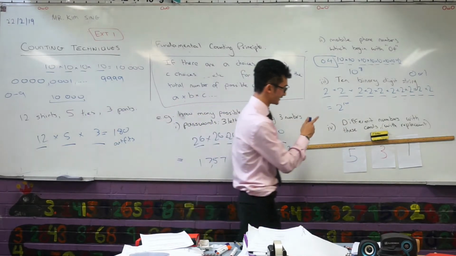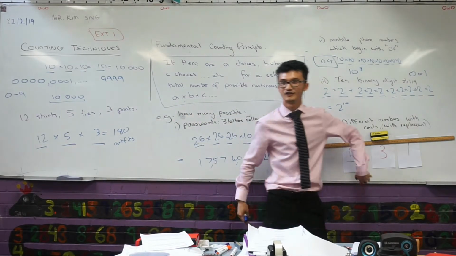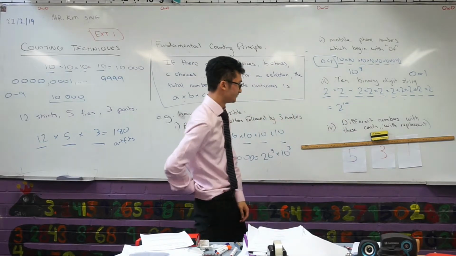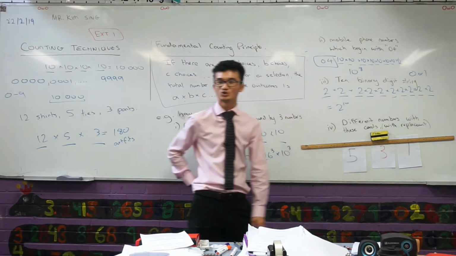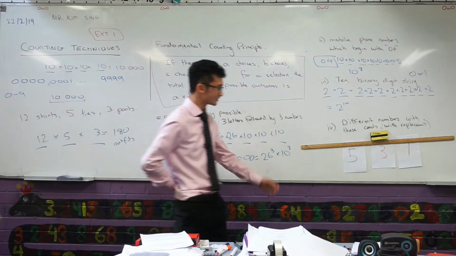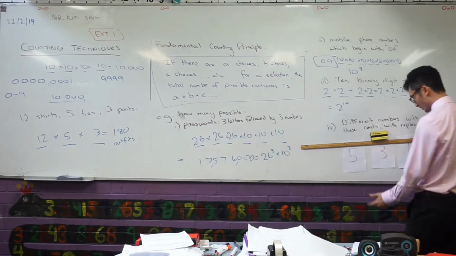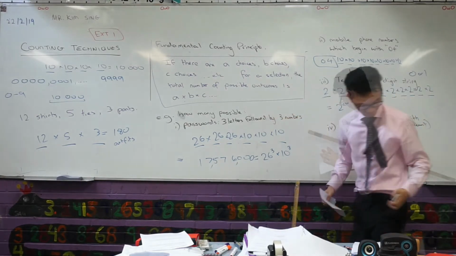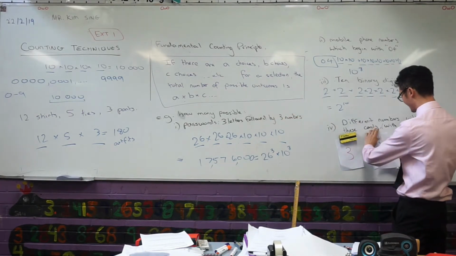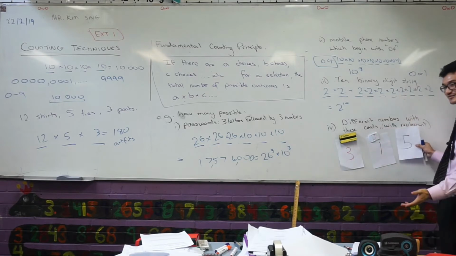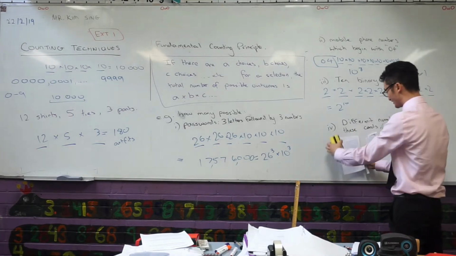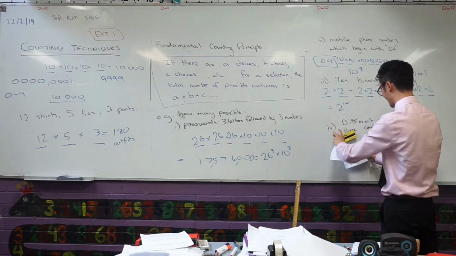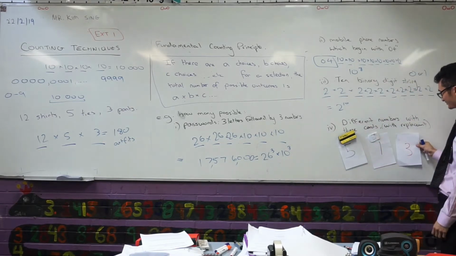Now, what about something like this? Imagine I had these cards here, 5, 3, and 1. How many numbers could I make if I have these cards and I just rearrange them? I've got 531 here. Let's move it around. Okay. So right now I've got 315. Okay. I could swap these around and I could have 513.